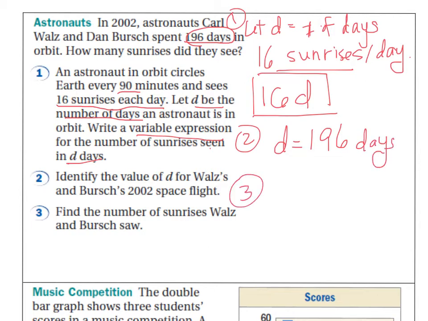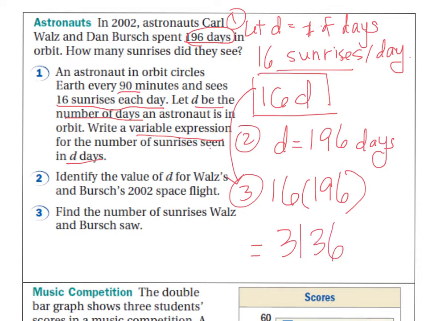3. Find the number of sunrises Walz and Bursch saw. So I'm going to have to take the numerical expression in 1, 16D, and substitute in 196 for D. And after doing the math, you should get 3,136 sunrises.